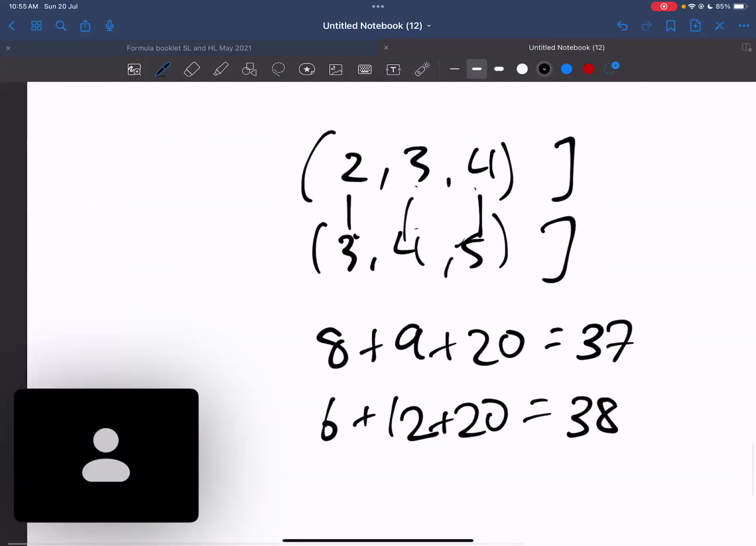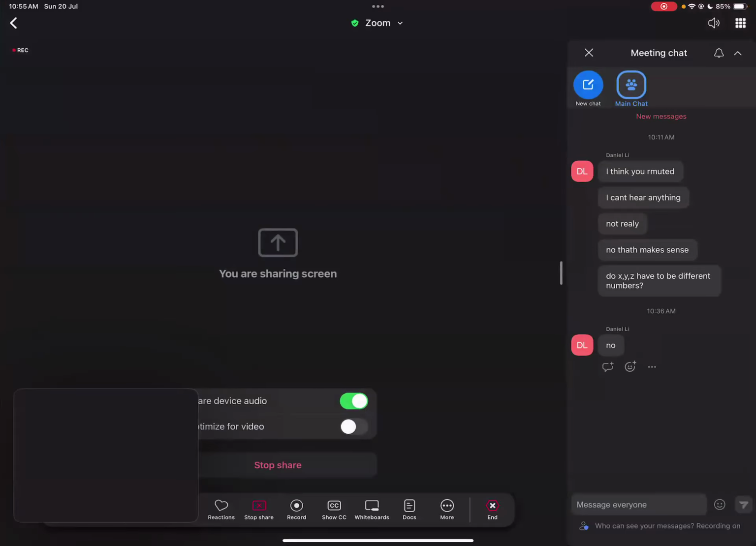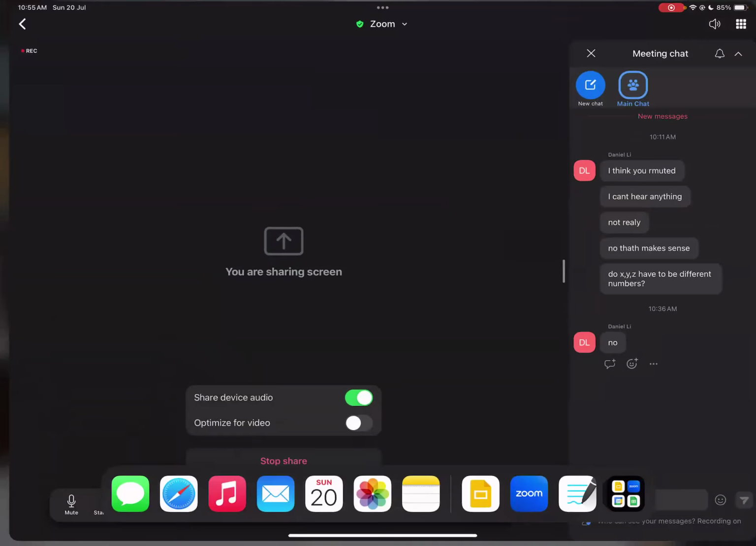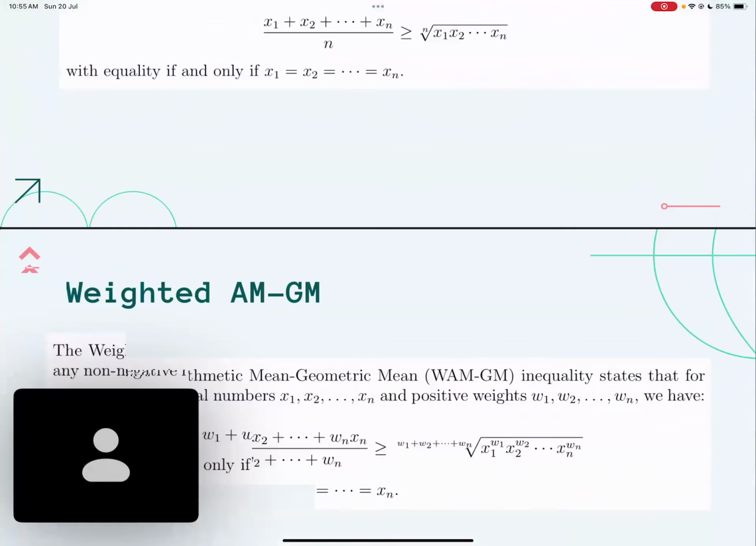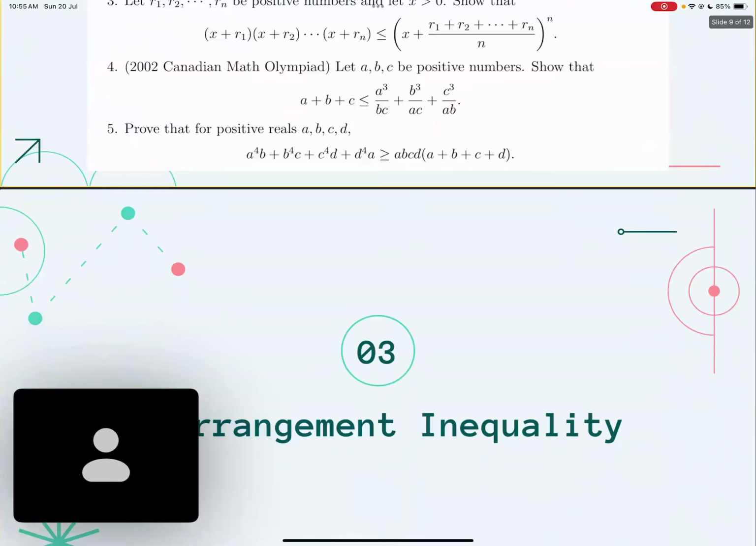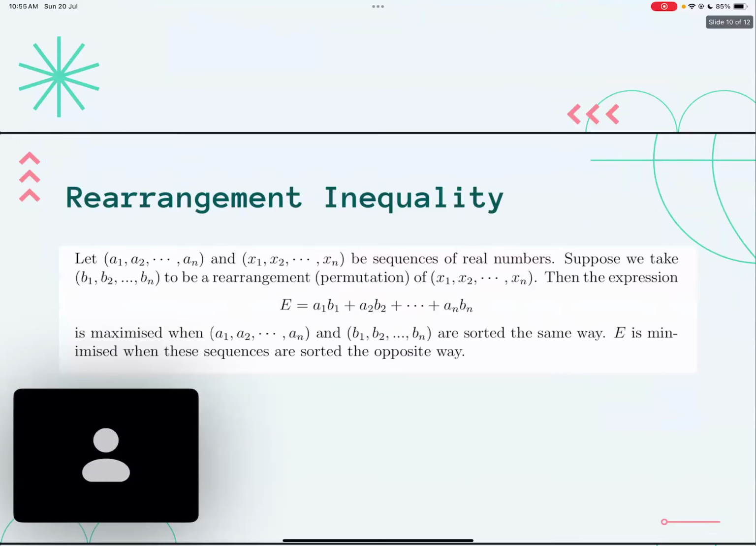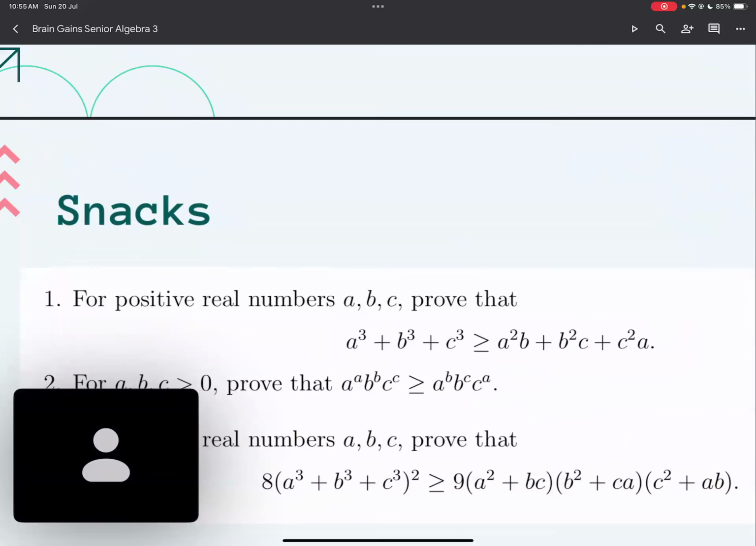Okay, so that's kind of the premise of how it works. Let me know if you have any questions. Otherwise, I think we can try a problem. Okay, so the first one, we're going to prove that a cubed plus b cubed plus c cubed is greater than or equal to a squared b plus b squared c plus c squared a. So I'll give you 2 minutes for this one.